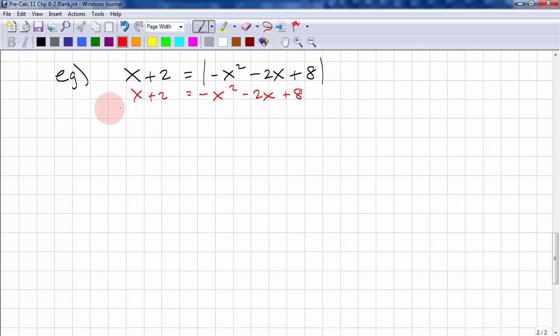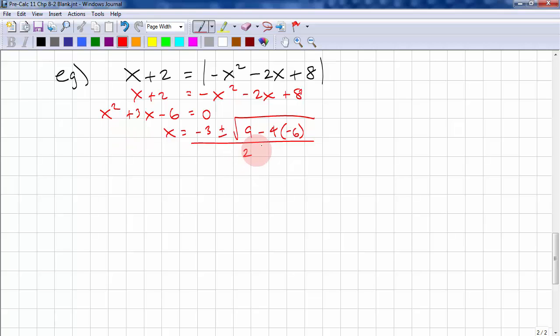Let's bring everything from the right-hand side over. This becomes positive x squared. And we have positive 2x coming over, so this is plus 3x. And we have negative 8, so this is minus 6. We can't factor this, so we'll have to use the quadratic formula. X equals minus b plus or minus square root b squared, that's 9, minus 4, a is 1, and c is negative 6. All over 2a, so that's just 2.